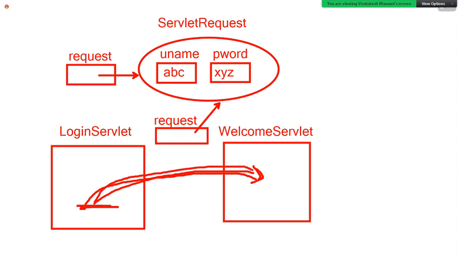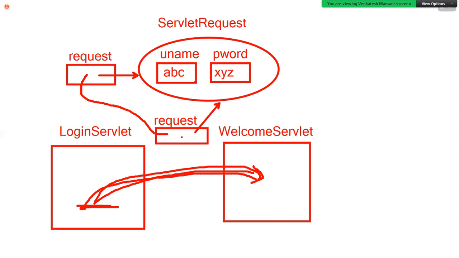The reference is copied. In core Java, what do we do? The main method passes data to another method as parameters. It is that type. So the login servlet's request reference is copied into the welcome servlet's request reference. That means whatever hash code is there is copied here. Then this hash code can access this data, no?